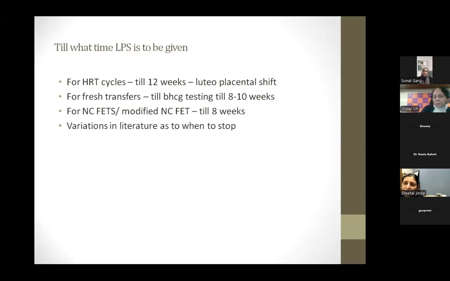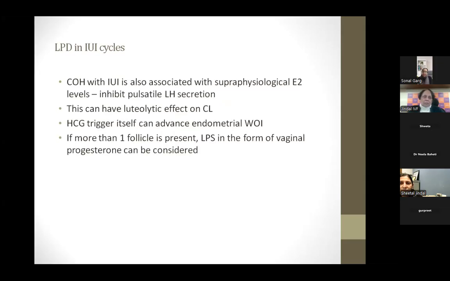Although the luteoplacental shift starts as early as 8 weeks, and some people say even 6 weeks, it is a transition which occurs, and depending on your own experience, you can stop it. For fresh transfers, it is recommended till beta HCG testing or till 8 to 10 weeks, since we have a corpus luteum to support, so we can definitely stop it early. The time period given is 8 to 10 weeks, and there are variations in the literature as to when you want to stop the luteal phase support.